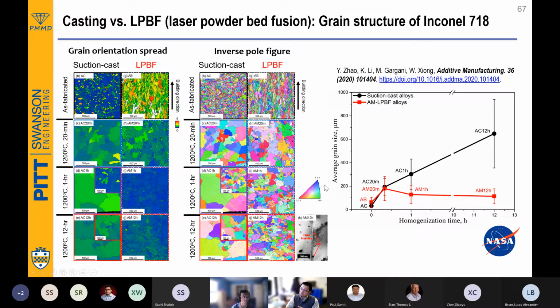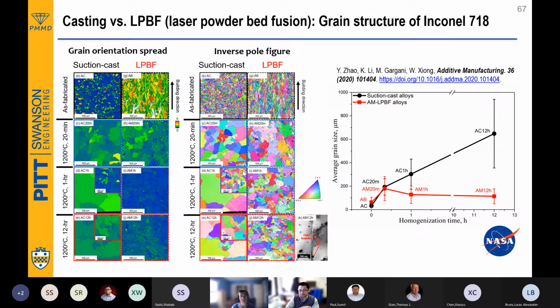But then the challenge is we cannot really solve all the problems, because the grain structure is also critically important. So this is also an interesting study with this LPBF and suction cast. As you can see, for this inverse pole figure from the EBSD, you see, do I still have a little time to cover? Okay. All right. Yeah, I think so.